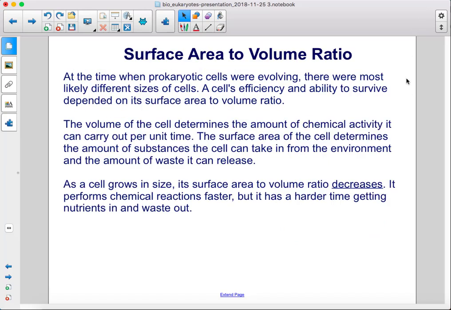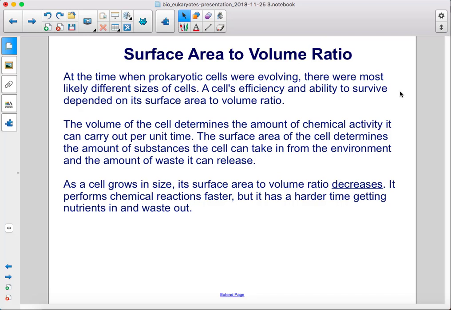At the time when prokaryotic cells were evolving, there were most likely different sizes of cells. A cell's efficiency and ability to survive depended on its surface area to volume ratio. The volume of the cell determines the amount of chemical activity it can carry out per unit time. The surface area of the cell determines the amount of substances the cell can take in from the environment and the amount of waste it can release.